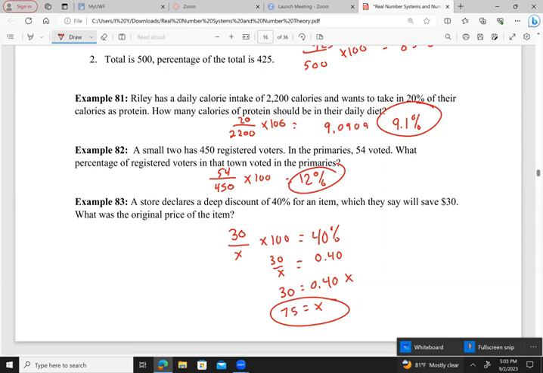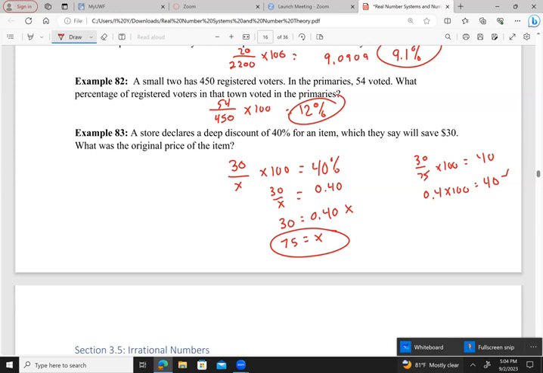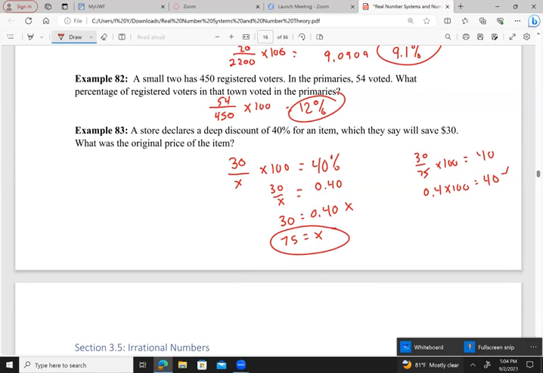So that's saying 40%. So 30 over 75 times 100 should equal 40. 30 divided by 75, 0.4 times 100 does equal 40. So yes, our answer is correct. And that is all we have for rational expressions.